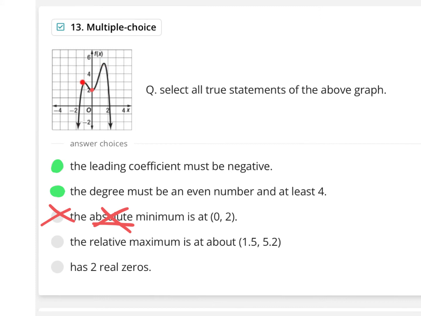This one's a relative max. This is the absolute max because there is no other point higher. This is relative, that's your max value. This is a relative max value. So keep that in mind.